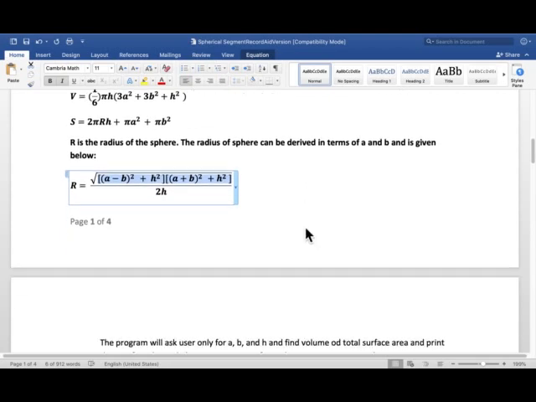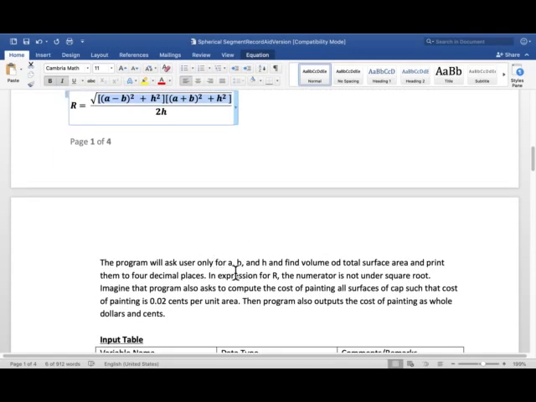Okay, so let's keep going. The program will ask the user only for A, B, and H, and find the volume and total surface area and print them to 4 decimal places. In the expression for R here, the numerator is the only one under the square root, not the denominator. Imagine the program also asks to compute the cost of painting all surfaces of the cap, such that the cost of painting is 0.02 cents per unit area. Then the program also outputs the cost of painting as whole dollars and cents.